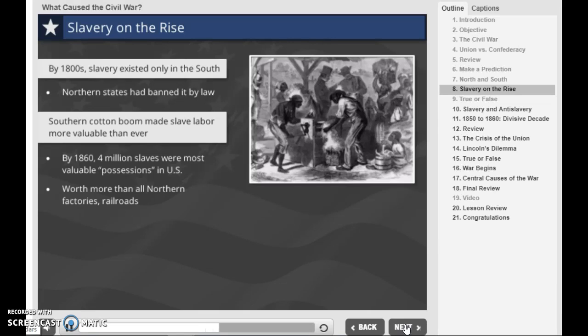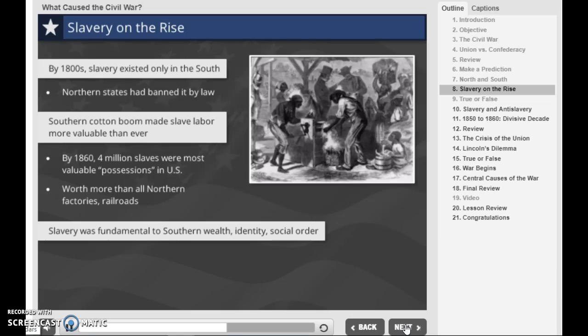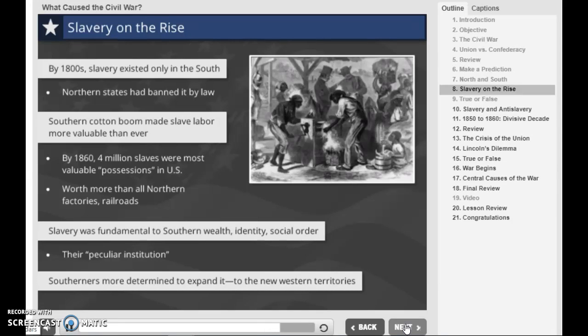Not only was slavery big business, but it became a fundamental part of the identity and social order of the South. Many Southerners came to view slavery as their peculiar institution, the unique feature of their culture that made it superior, they believed, to that of the North. Because of this, Southern politicians became determined to expand slavery to the new Western territories that had become part of the U.S. in the 1840s.